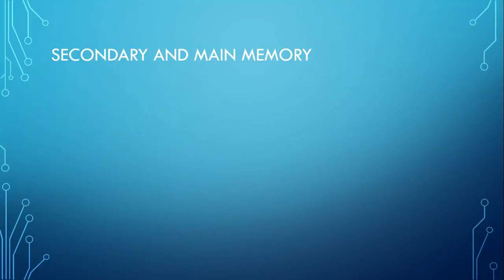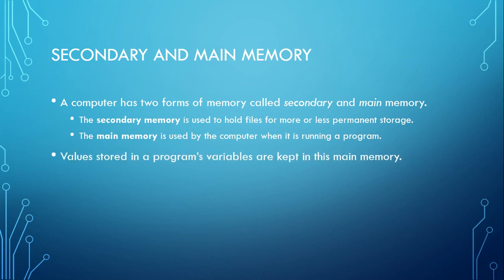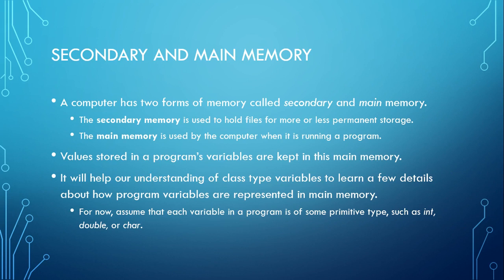To talk about memory, let's talk about secondary and main memory, because a computer has two forms of memory called secondary and main memory. The secondary memory is used to hold files for more or less permanent storage. So think about things like your hard drive. The main memory is used by the computer when it is running a program. This would be things such as your RAM. Values stored in a computer's variables are kept in this main memory. That's why, if the computer shuts down, you lose all that stuff that's in there.